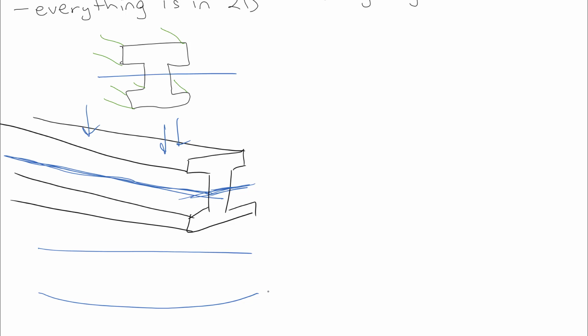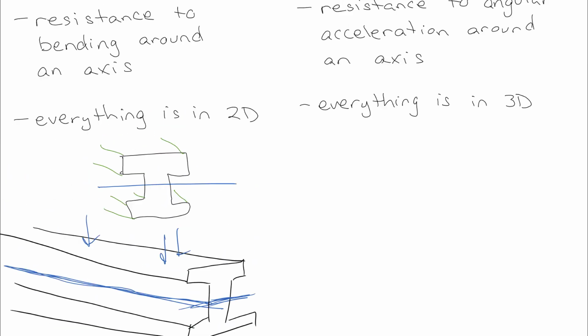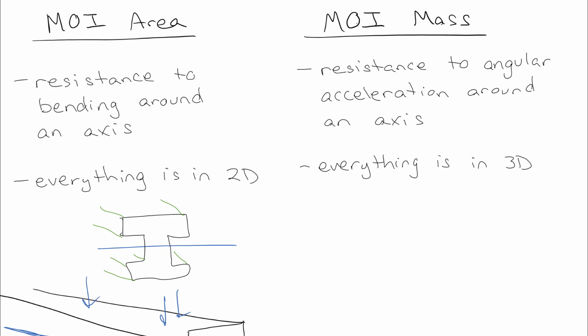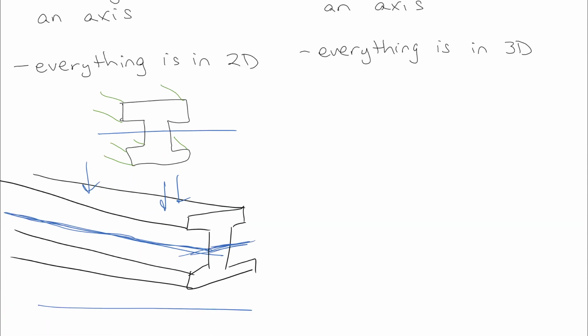So I'm going to erase all these pictures, but these are good pictures. I'll just move them out of the way. I'll just leave them there. It's fine. All right. So everything is in 2D for moment of inertia for area. Moment of inertia for mass, everything is 3D.